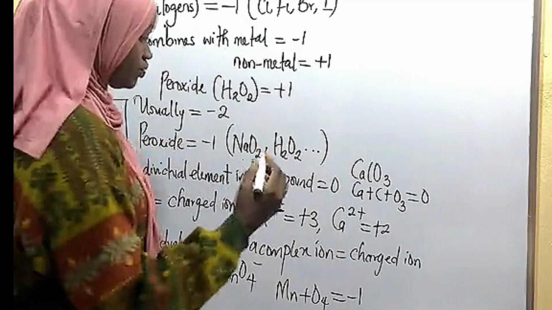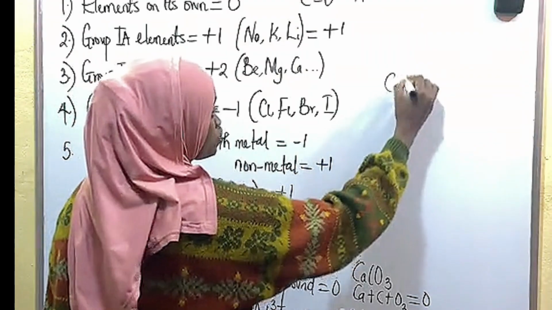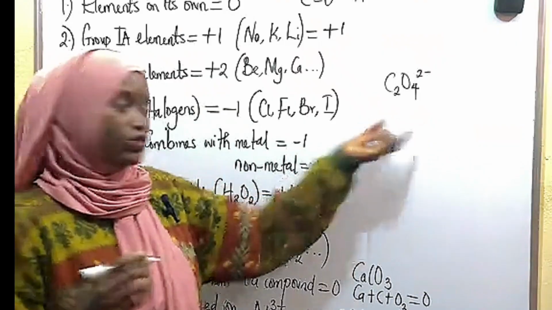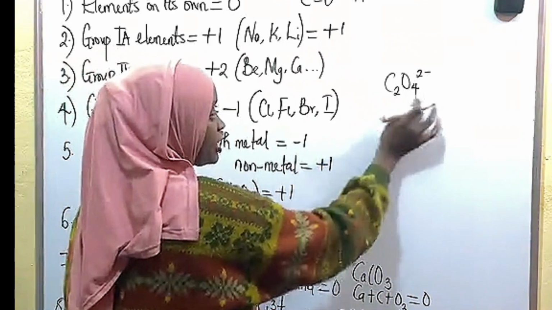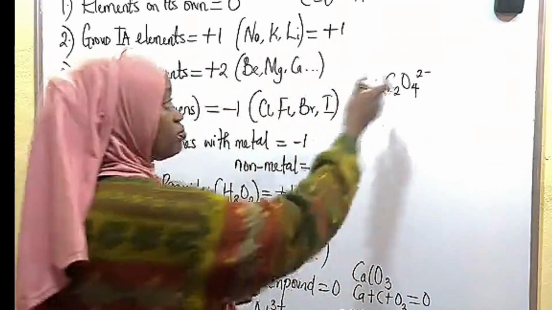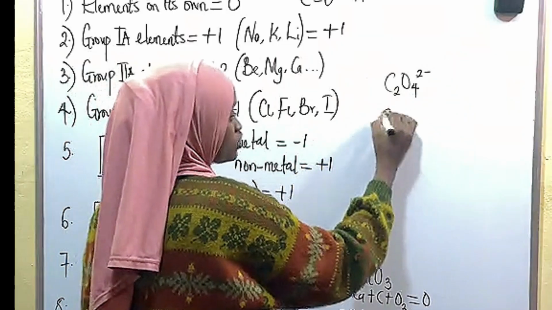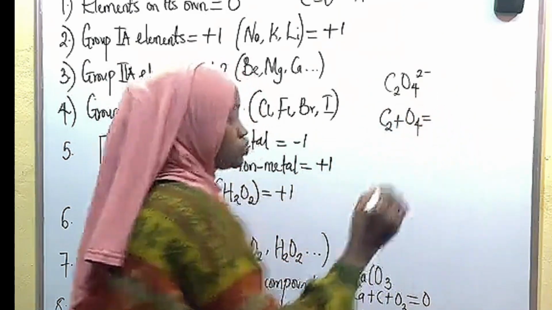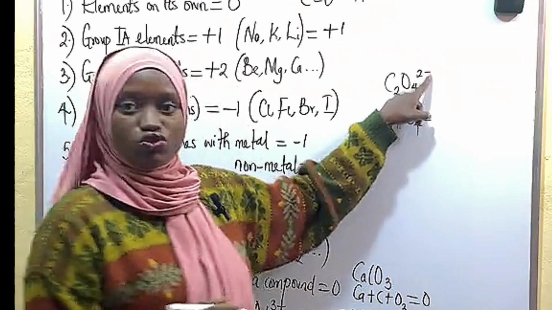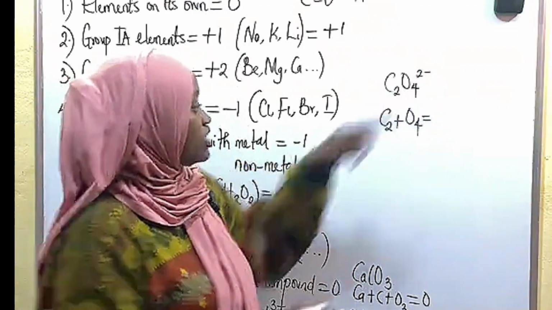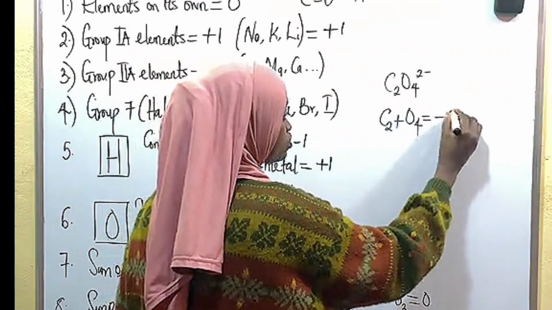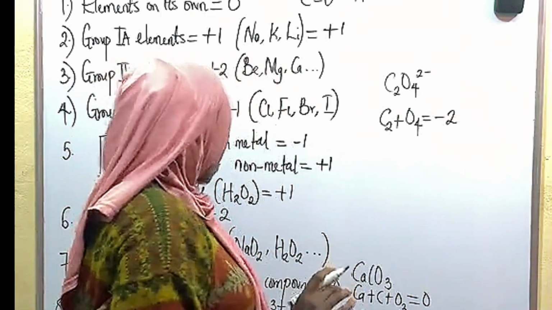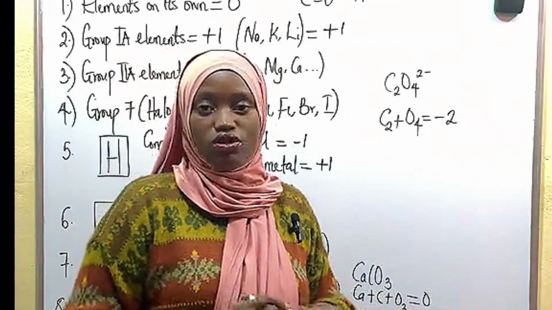Another example, we have C2O4 2-. This is also a complex ion. So the sum of the individual elements in this complex ion is equal to the charge. So here we have C2 plus O4 is equal to the charge on the ion, which is -2 because here we are having 2-. So the oxidation number here is equal to -2. So this is what rule number 9 is all about.